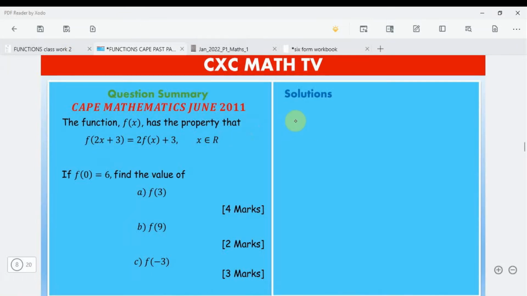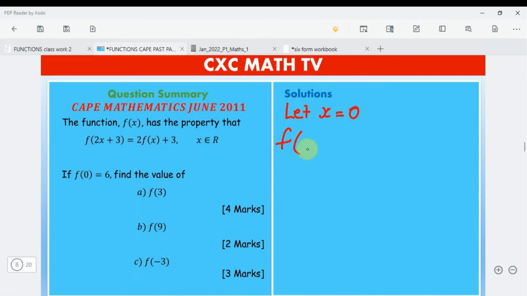Now, looking at this question, look at this. They give us f of 0 is 6. So, even though we're going to do some calculations, why not substitute x as 0? Why would they give us this? So, look at this. Let x be 0. Remember, f of 2x plus 3 is 2f of x plus 3.